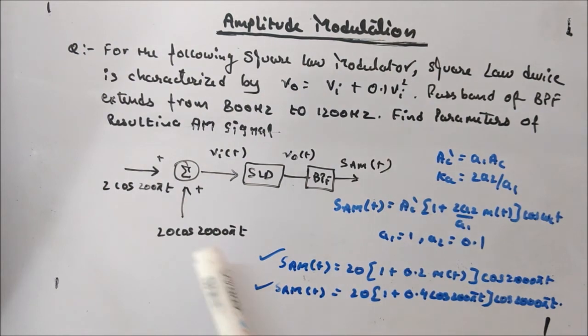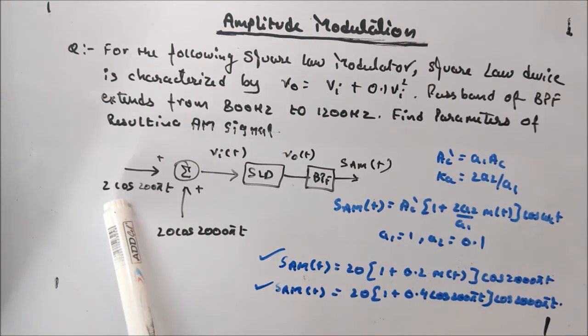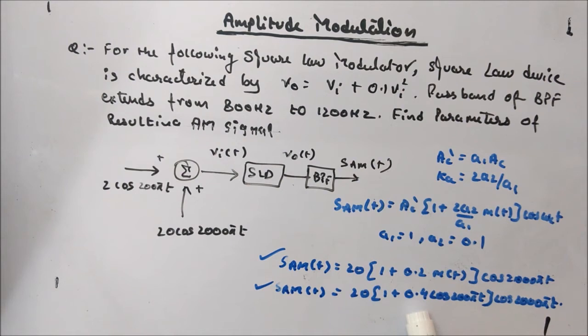Or you can plug in the value of m(t) as well. So 20 times 1 plus 0.4, because the amplitude is 2 and 0.2 is already there, 0.2 into 2 is 0.4, cos 200 pi t, cos 2000 pi t. So this 0.4 is your modulation index, 0.2 is your value of Ka, and Ac dash is 20. This is how you can solve the question on the square law modulator.